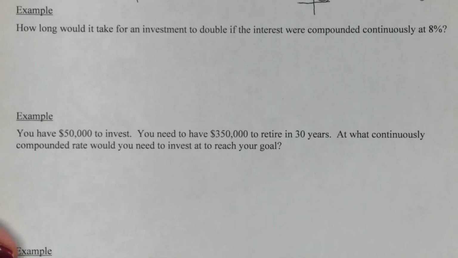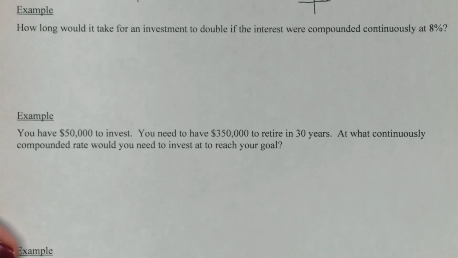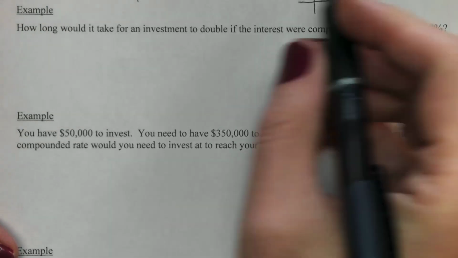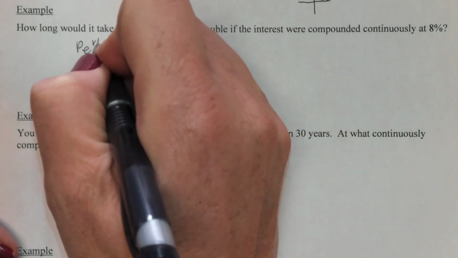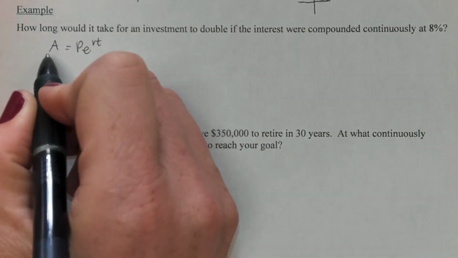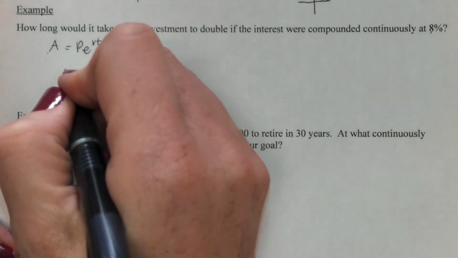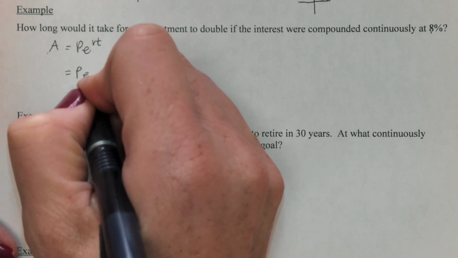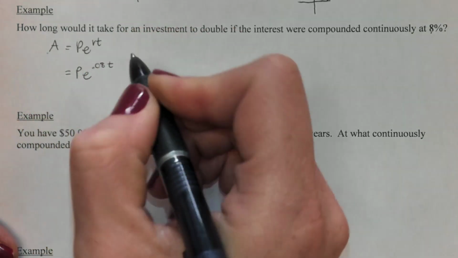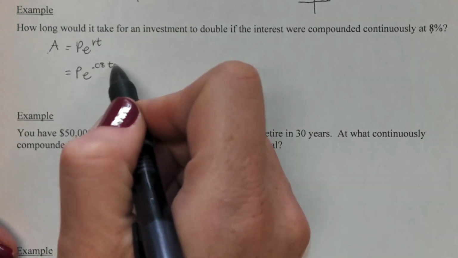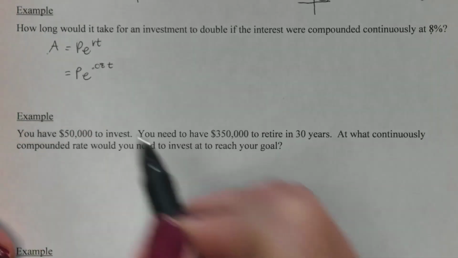So the first one says, how long would it take for an investment to double if the interest were compounded continuously? Seeing that compounded continuously means I'm using Pe to the rt, and I'm trying to figure out how much I will have in the account. They gave me a rate, which I'm going to turn into a decimal, so it's going to be Pe to the 0.08t. It said how long, so t is what I'm solving for.